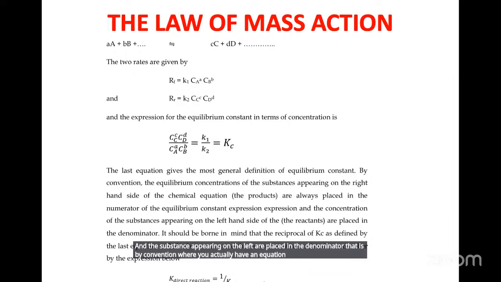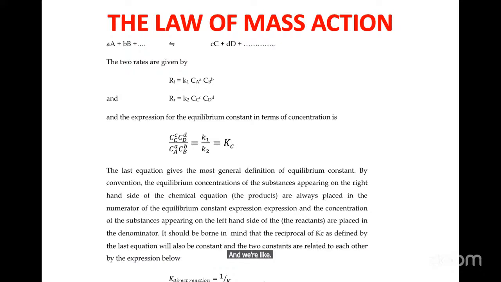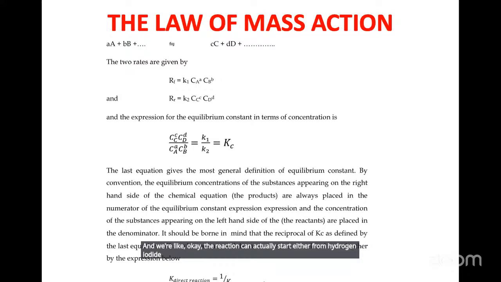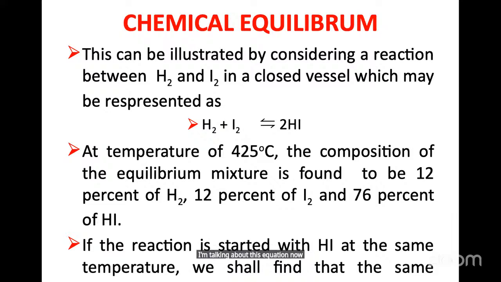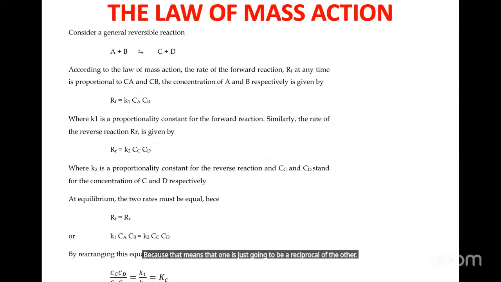But of course, remember, just like we use hydrogen and iodine to give hydrogen iodide as an example, the reaction can start either from hydrogen iodide or from hydrogen and iodine. Whichever one you make your reactant or your product is going to affect what your equilibrium constant is going to be. But there's a relationship between the two, because one is just going to be the reciprocal of the other.